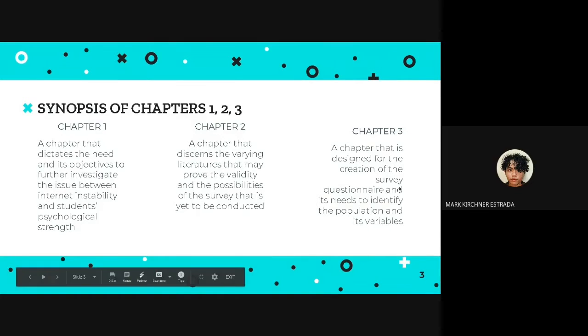The purpose of the first three chapters is to have an objective and framework on how to do this descriptive correlational survey and identify its key factors.